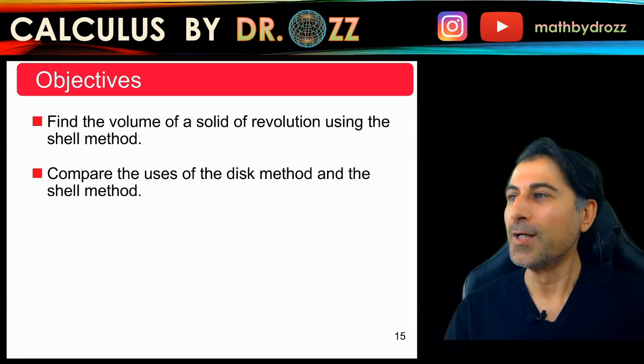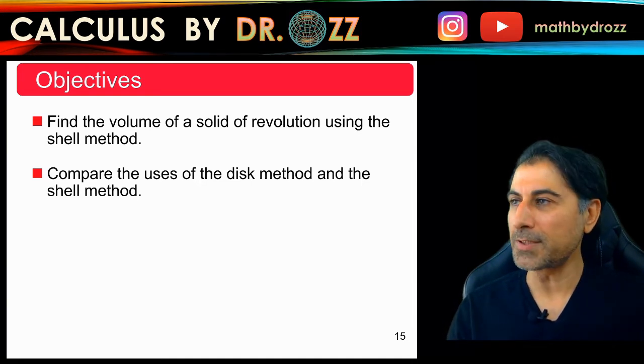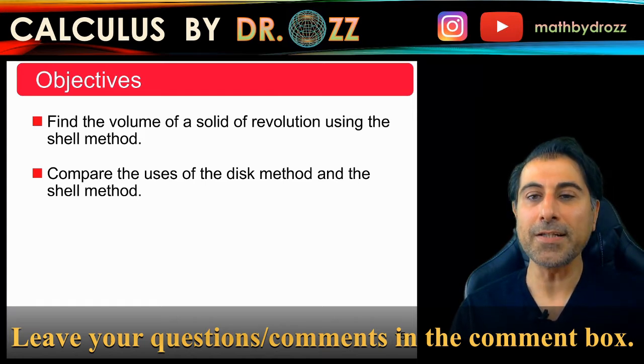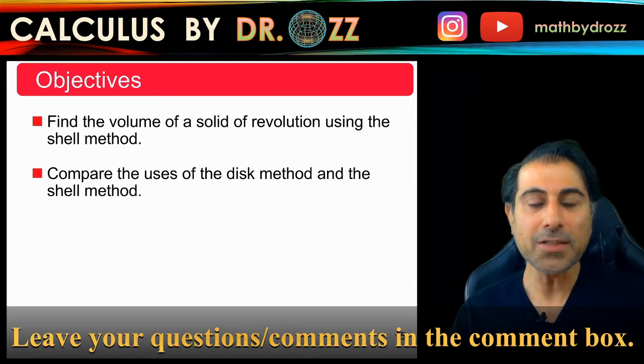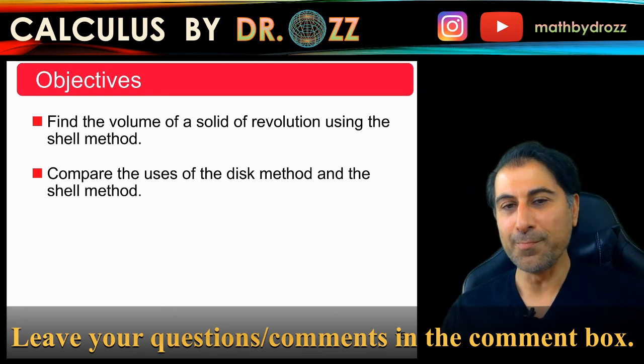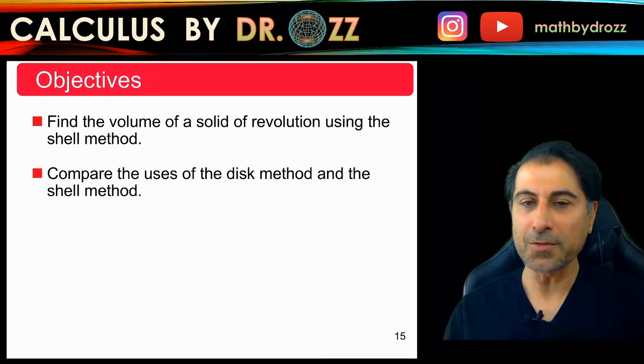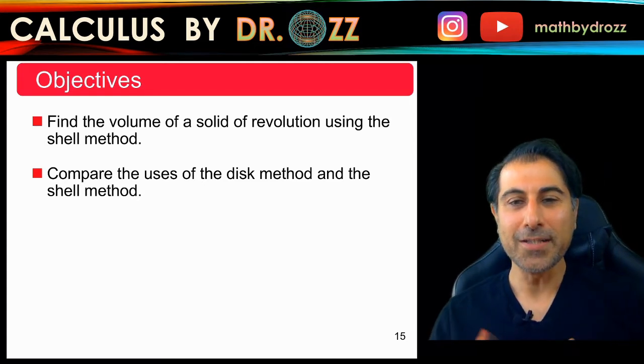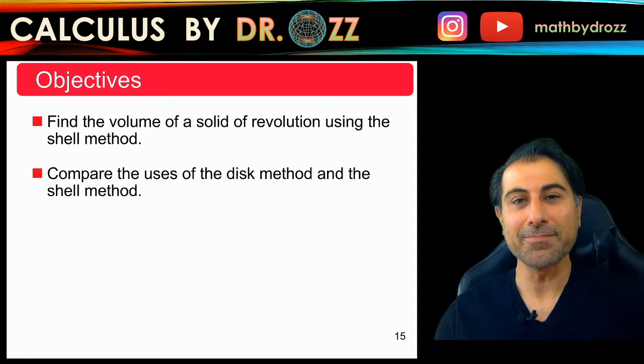In the first video, we talked about the first learning objective, which was the introduction of the shell method to find the volume of a solid of revolution. So now we have two methods that we have learned so far. One of them is the disk method, and the other one is the shell method. So now we're going to compare these two methods. All right, let's get started.